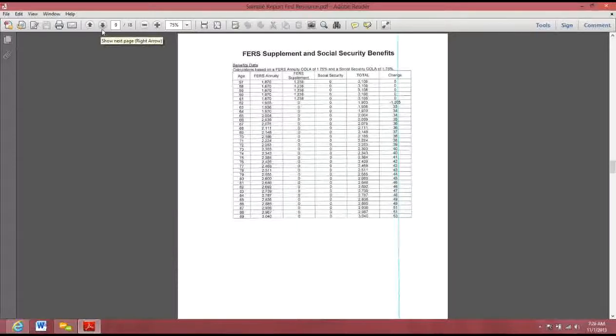So in the beginning, they've got $1,870 coming off the FERS annuity, times 12 months, gives us $22,440. So that's going to come from the retirement annuity. So we're going to say, okay, we're going to take $66,400 minus $22,440, gives us a shortfall of $43,960.